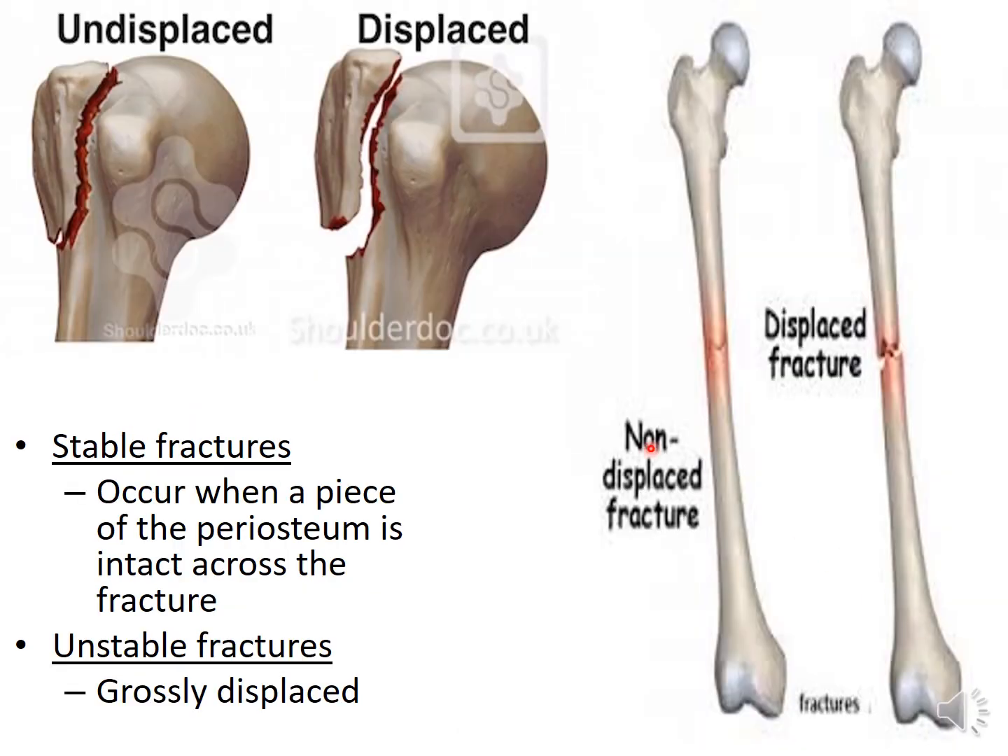Next is the undisplaced and the displaced fracture. Here the fracture fragment remains attached, so it's an undisplaced fracture. Where the fracture fragment has been displaced, there is a wide gap between the bone and the fracture fragment. A stable fracture occurs when the periosteum is intact across the fracture line and the fragments are attached, and in an unstable fracture the fragments are grossly displaced.